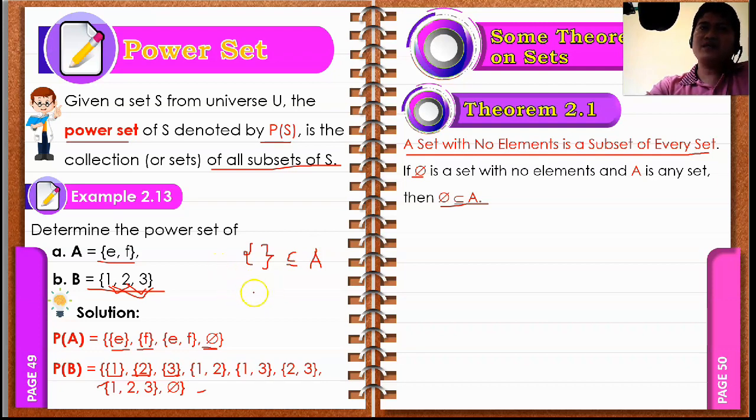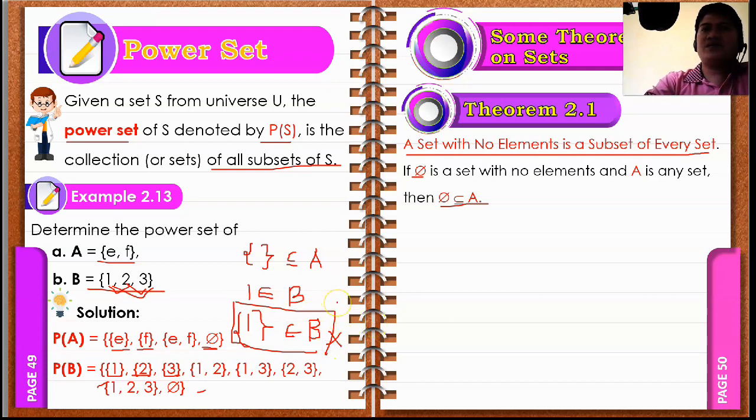But in writing an element, 1 is an element of set B. The difference in writing is you don't need to put the brackets. So 1 is an element of B. Writing {1} is an element of B is wrong. That is not the correct way to write it. If you're writing an element, you just put 1 is an element of B. If you're using the brackets, that is already a symbol for subset. So that is very important in writing sets: the difference between writing a subset and writing the elements.